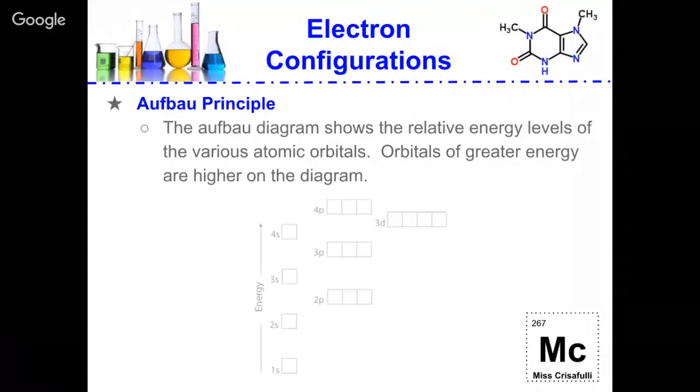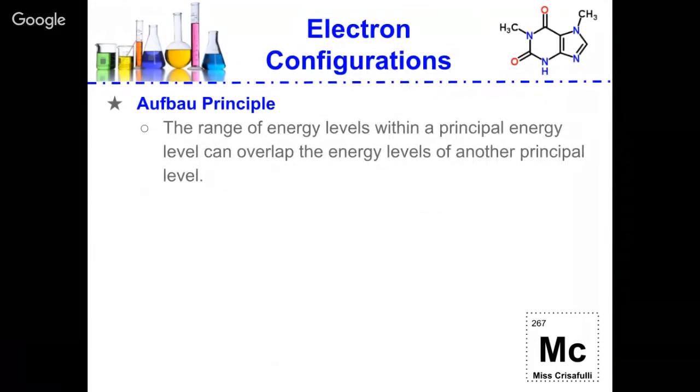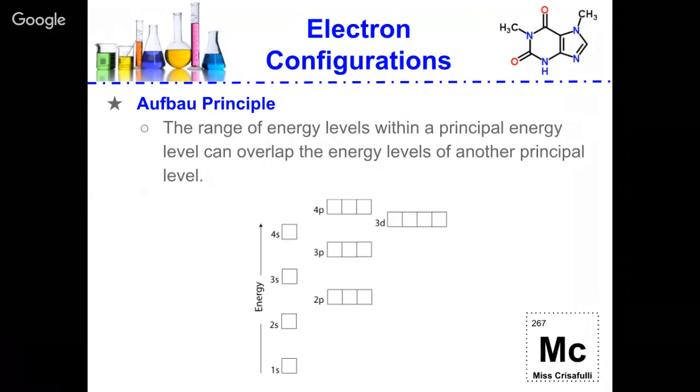Next, the Aufbau diagram shows the relative energy levels of the various atomic orbitals. Orbitals of greater energy are higher up on the diagram. And then finally, the range of energy levels within a principal energy level can overlap the energy levels of another principal level. That sounds a little confusing, but if you think about it, it will make sense. The Aufbau principle allows for orbitals to be very close in energy.